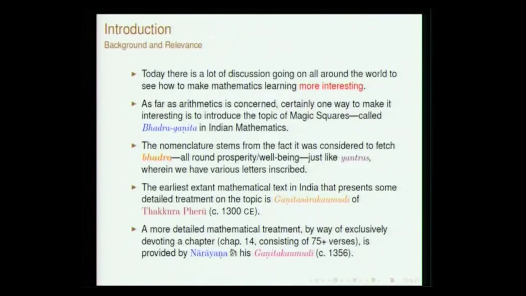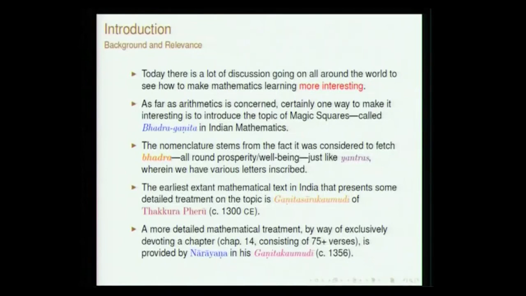It seems a lot of things can be done. Narayana Pandita discusses it at great length; this chapter contains 75 plus verses, so one complete chapter has been devoted to it. The term Bhadra in Sanskrit means all round well being, prosperity. There are certain magic squares which one will find in temples and various inscriptions, so it is something like a yantra perhaps. In a yantra you have some aksharas inscribed, and in magic squares you have some numbers inscribed, so maybe it had that kind of significance, one does not know.